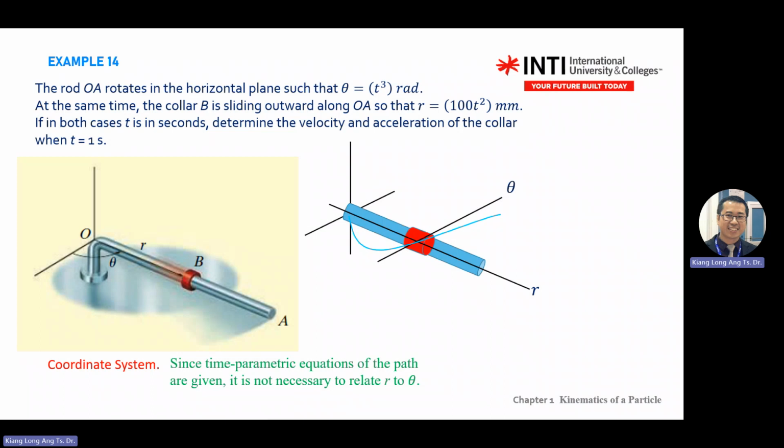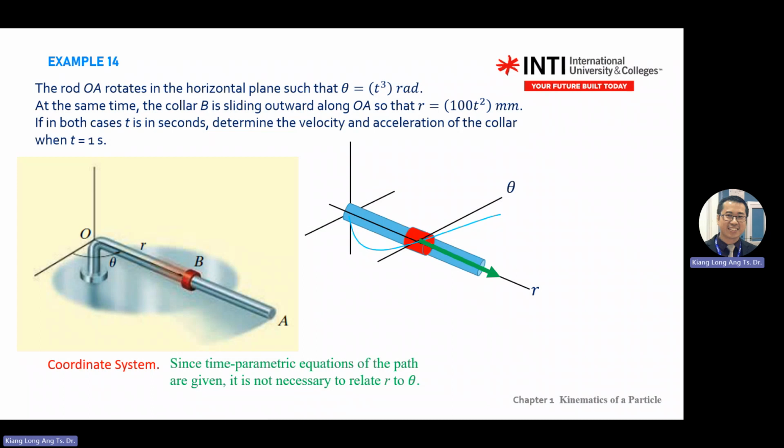How do you get the blue line? What is the equation of theta? It is t cubed, which is roughly a parabola. It looks similar to a quadratic, so you can assume it as a quadratic if you want. You just draw this line.